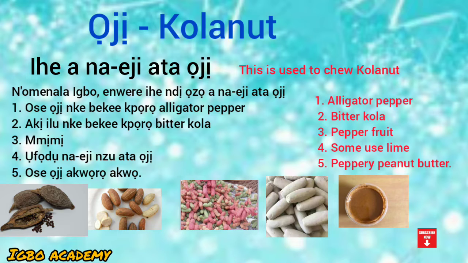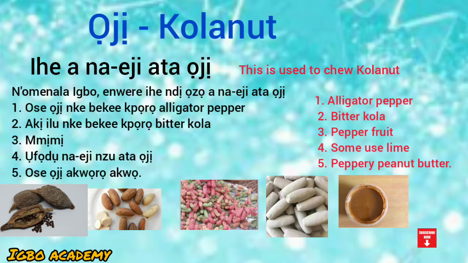Then number 5, you have Osoji Akwara Akwo. That's the peppery peanut butter. The Igbo people used to make peanut butter. But in Igbo, we used to add some things to it. We used to add pepper. And there's something we call ehuru. I don't know the name in English. We added ehuru to give it a pleasant smell. It's a spice. So it is made spicy, so that you can use it to eat the oji.